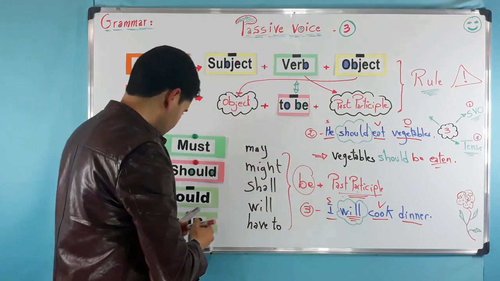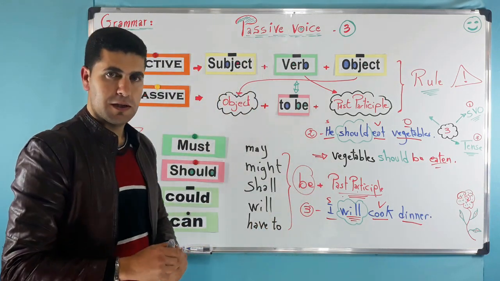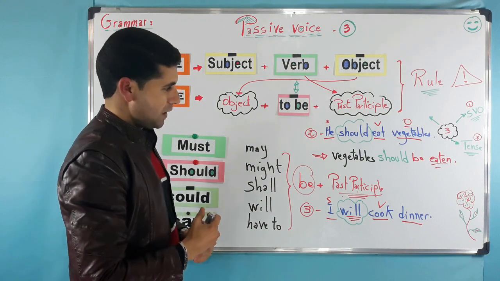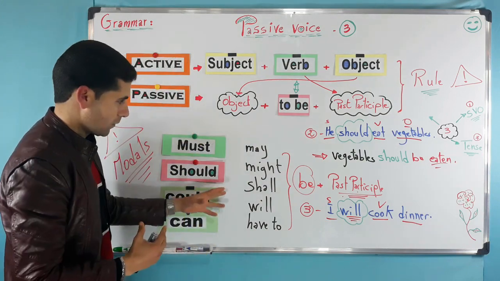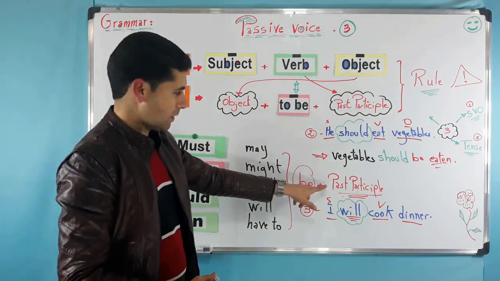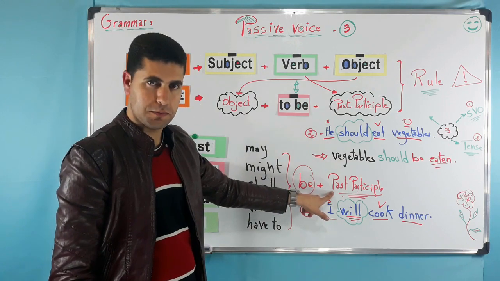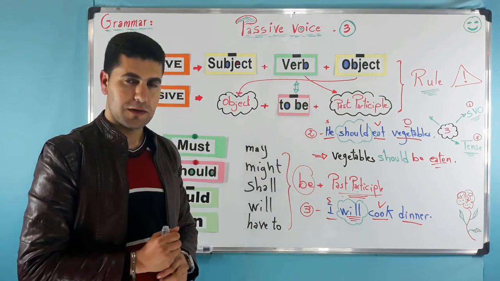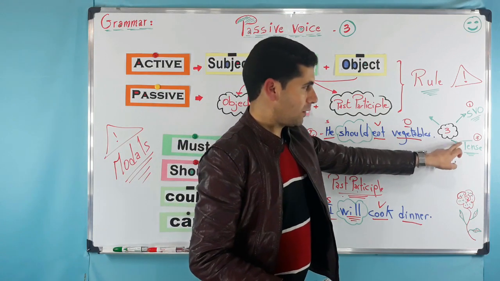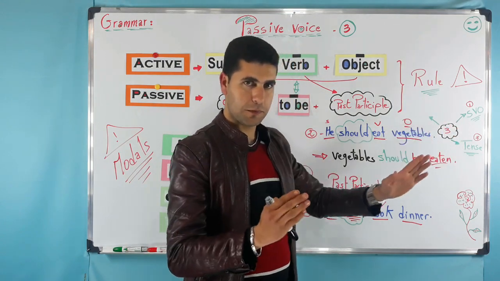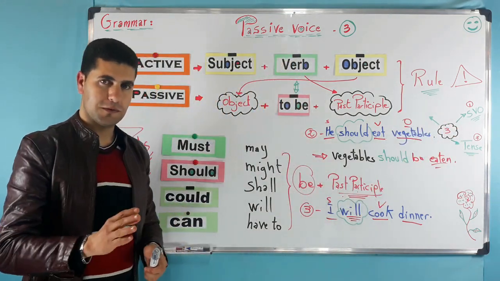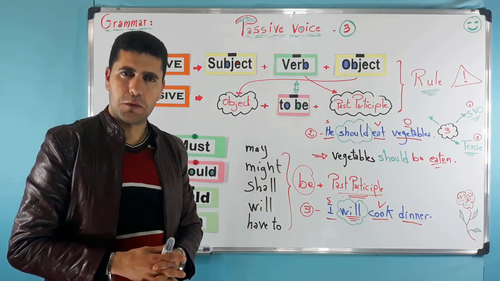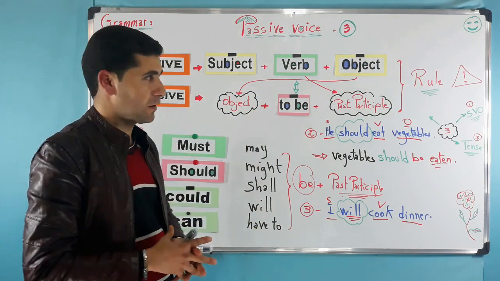All right, so this is all for today's episode. It's very easy, just remember modal verb plus be plus the past participle, as we have just seen here. And don't forget these three steps, very essential steps.